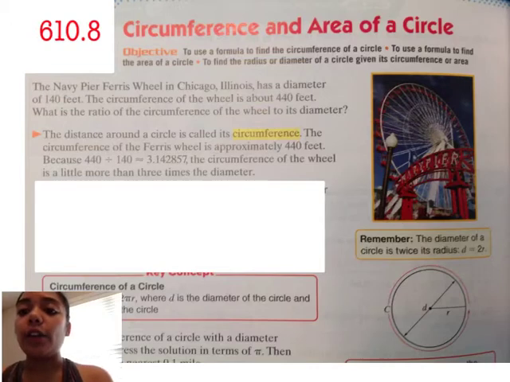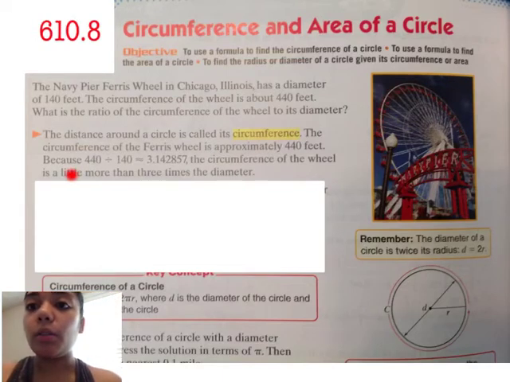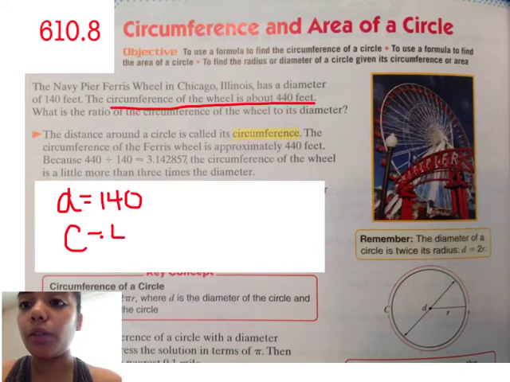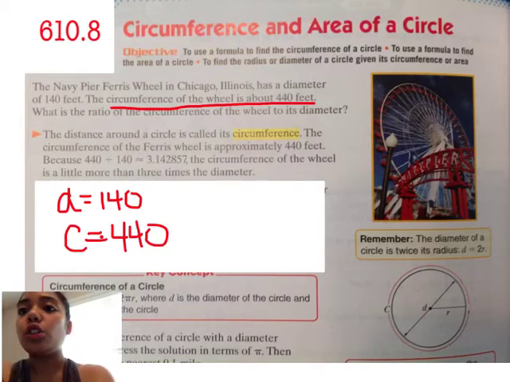So, the Navy Pier Ferris wheel in Chicago, Illinois has a diameter of 140 feet. So I know my diameter equals 140. The circumference of the circle of the wheel is about 440 feet. Circumference equals 440 feet. What is the ratio of the circumference of the wheel to its diameter?